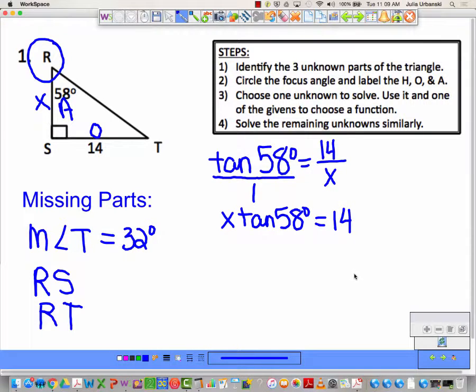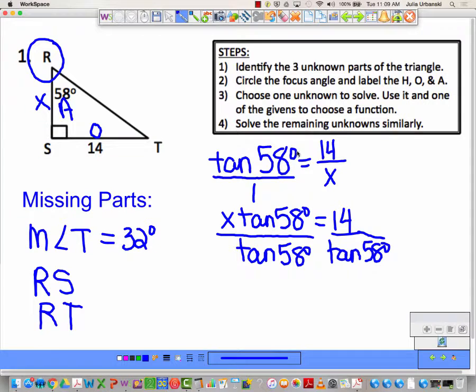What do I have to do now to get x though? Divide. Good. So are some of you noticing a pattern that happens every time here? Whenever x is on the bottom, what do we end up doing? No, you don't see it yet? Whenever x is on the bottom, you end up dividing 14 divided by the tangent of 58. Whenever x is on the top, you end up multiplying the two numbers together.